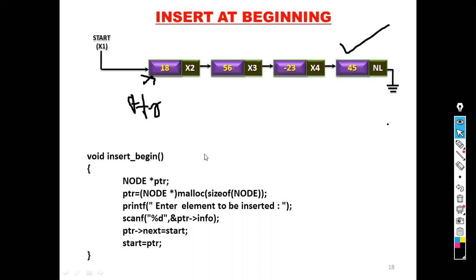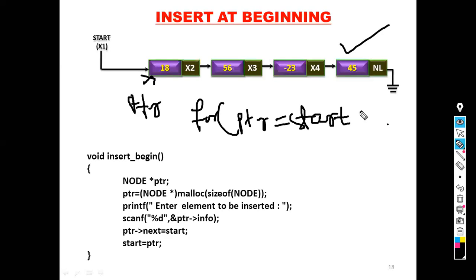Is not equal to null. Right, very good. So now I have to write a for loop for ptr equal to start. Right? So a for loop contains three expressions. The first expression, initialization, is ptr equal to start. That means now the pointer is pointing to the first node of the linked list. And this loop continues until ptr is not equal to null.